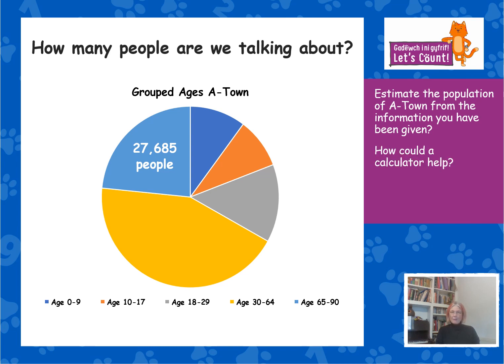What do you know about the pie chart? What other way of describing this information could help you? We've already said that a calculator might be useful, but is there any other mathematical equipment that could help you? So, given the information on the slide, I'd like you to estimate the population of a town. You might want to pause the recording here while you have a go at estimating and working it out.